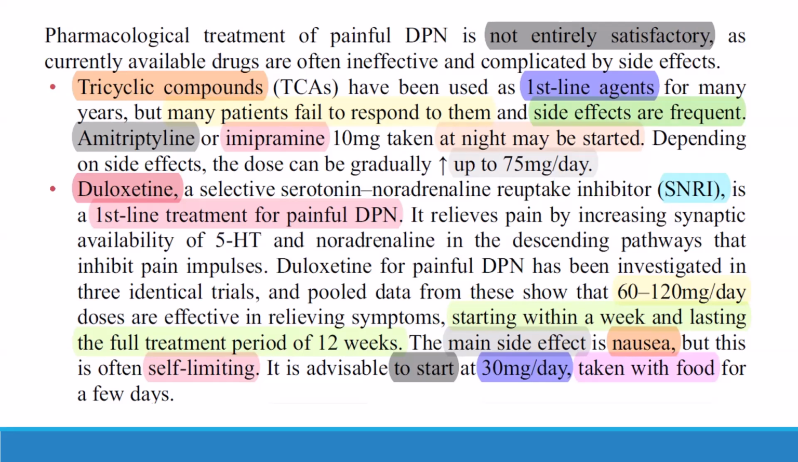Duloxetine in a dose of 60 milligrams to 120 milligrams per day. Don't forget the recommended dose. We should see a response within a week, and continue the full treatment period of 3 months. The main side effect is nausea. It is advisable to start with a low dose, 30 milligrams per day, taken with food for a few days, then up-titrate to 60 or 120.